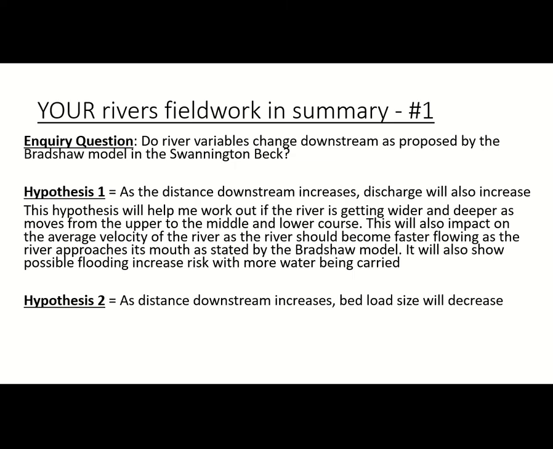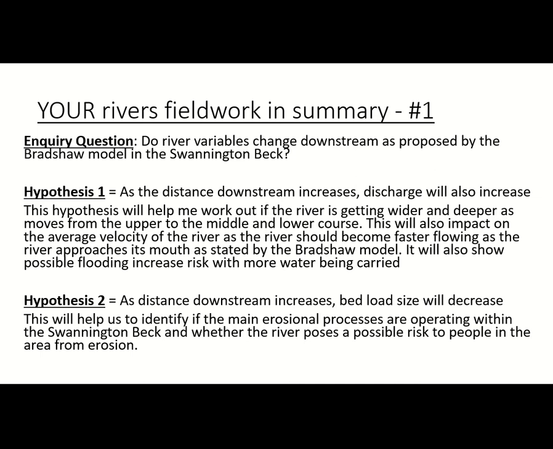Hypothesis 2 is as distance downstream increases, bed load size should decrease, and once again that very much links to the Bradshaw model. So this is again a theory that we think is going to be the case. We expect the size of sediment to get smaller and the sediment to get more rounded as we go downstream. That's what we expect to happen, because that's what the Bradshaw model says. So again, this will help us identify if there's attrition going on. It'll tell us whether there's potential risk from erosion, if there's lots of sediment in the river. It could also tell us again whether our river fits the Bradshaw model.